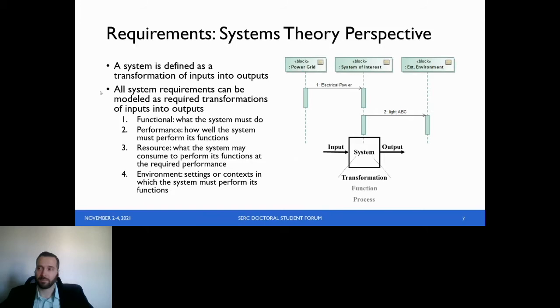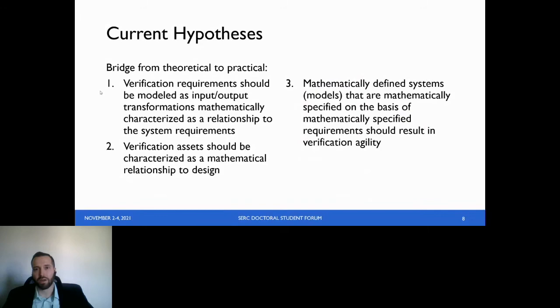So this brings me to the hypotheses that I'm working toward. The first one is that if we're going to categorize systems as input-output transformations, and we're going to categorize requirements as required input-output transformations, then we should also be defining verification requirements as input-output transformations. Subsequently, we can define our verification assets, and those should be defined on the basis of a mathematical relationship to the design. And ultimately, my hypothesis, and this is a bit of a mouthful, is that if we mathematically define our systems on the basis of mathematically specified requirements, then that should lead to verification agility.